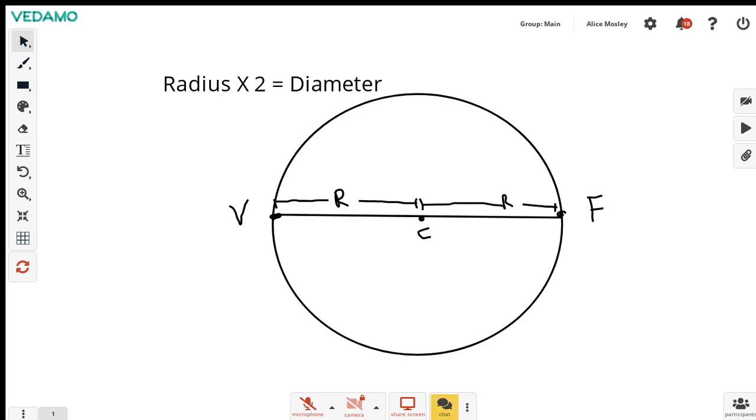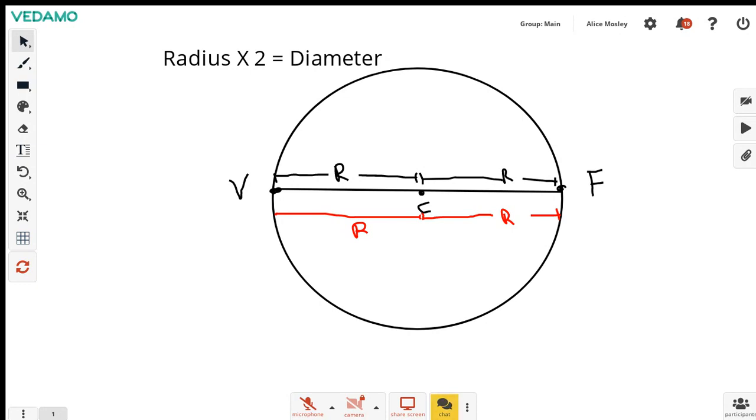Suppose I have to go to Miss Fantasia, so I'll start from V. How much do I travel? R, the radius. Then I go from C to Miss Fantasia. How much do I travel again? R. So in total, how much did I travel? R plus R, R multiplied by 2, which is diameter. So the distance from me to Miss Fantasia, V to F, is known as diameter, which is equal to radius multiplied by 2. Now don't worry, I'll write the formal definition.